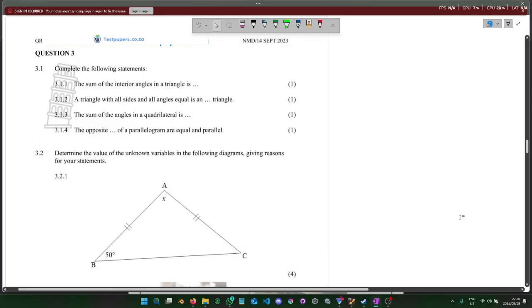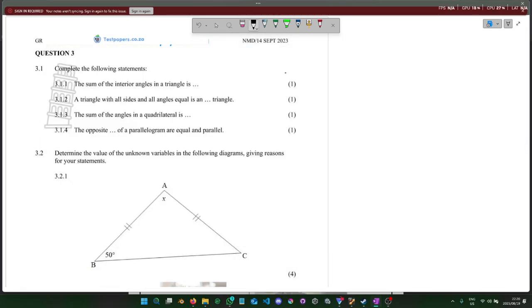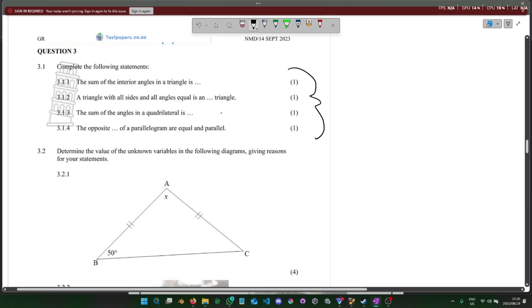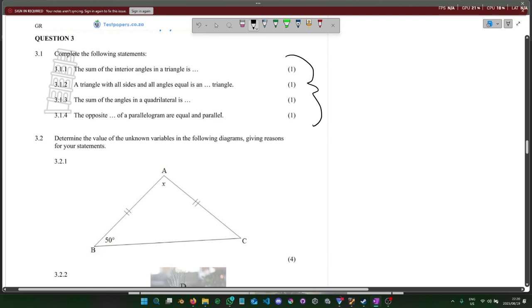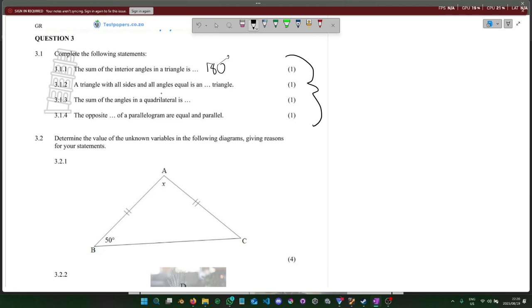All right, so question 3 again starts with some terminology. You guys can do it on your own. 180 degrees. All sides and all angles equal is an equilateral triangle. The sum of the angles is 360. The opposite what of a parallelogram are equal and parallel? Angle.